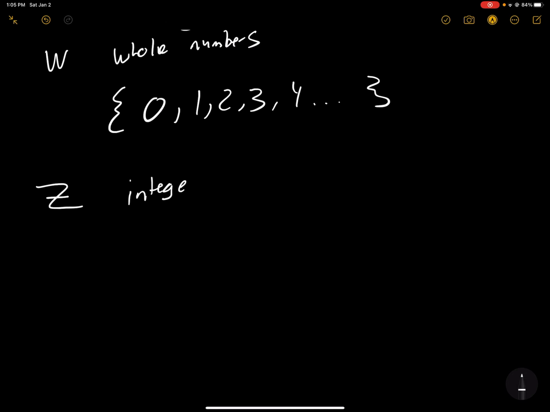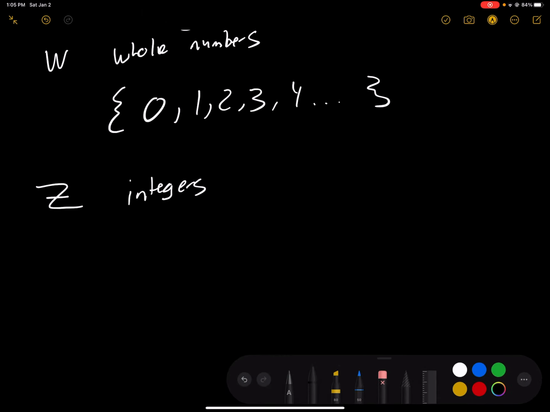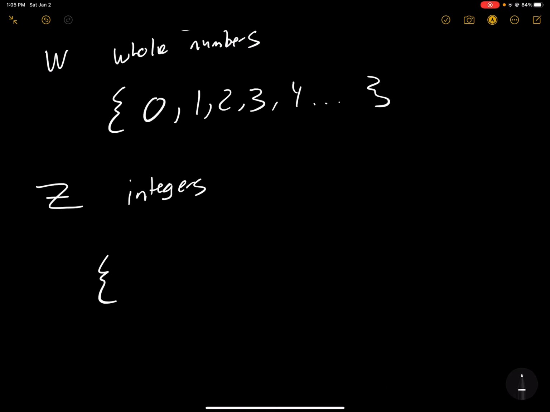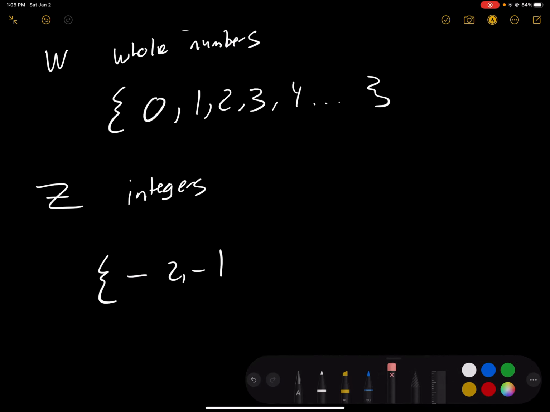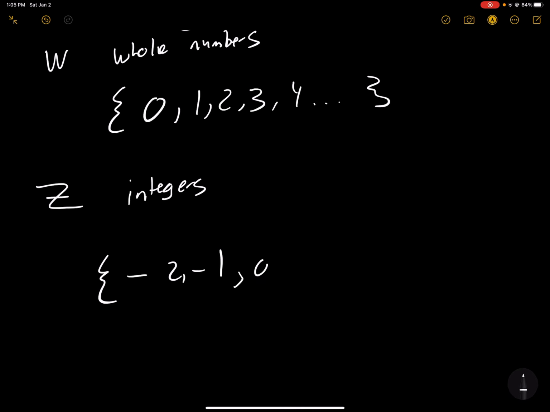And the integers, I should write it underneath like the rest, the integers look like this. They start at the negatives, -2, -1, 0, 1, 2, onward.